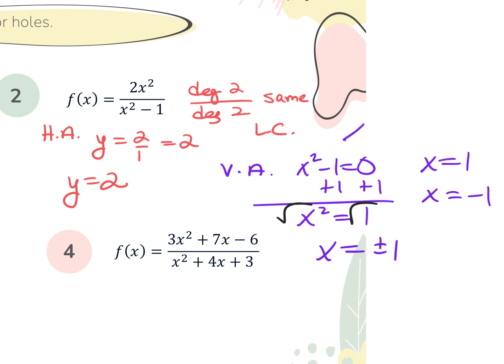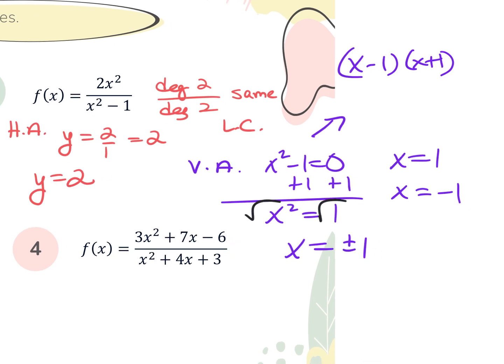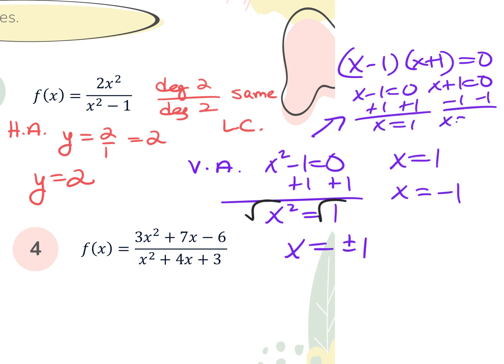The other way you could have solved it is factored it. X plus 1, x minus 1, and then set each of the factors equal to 0. Some of these denominators are going to be trinomials that you're going to have to factor. So you can have more than one vertical asymptote, or even in this case. All right, everybody good there?